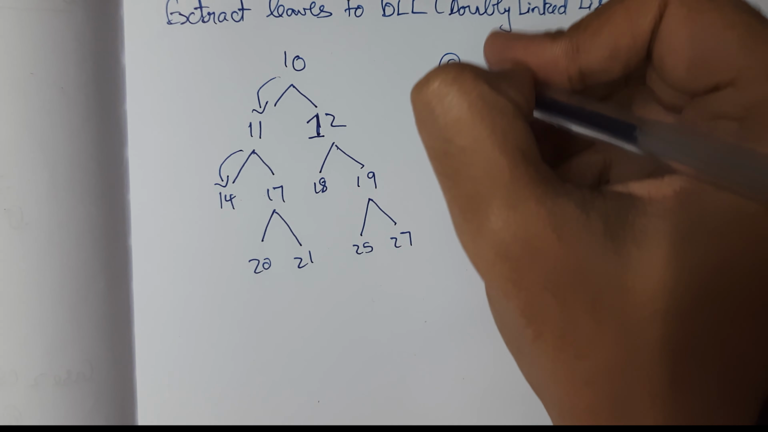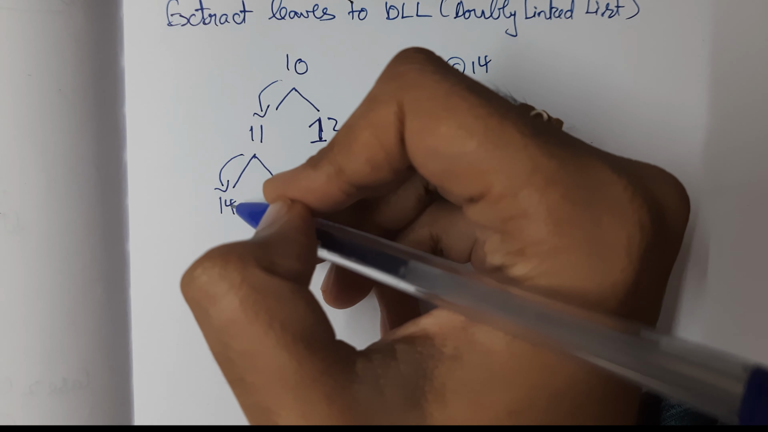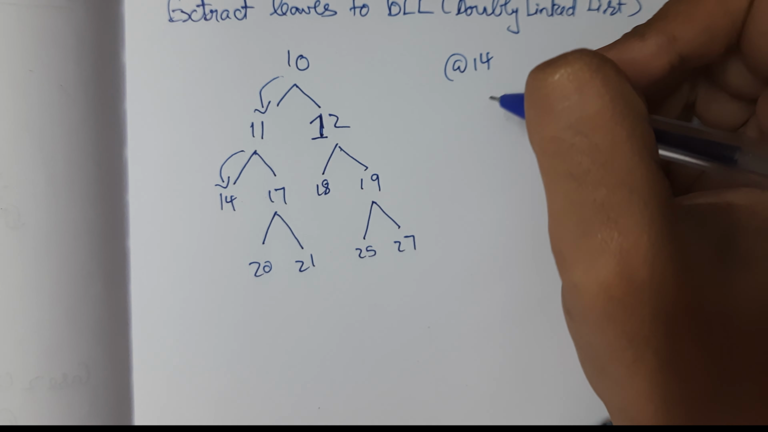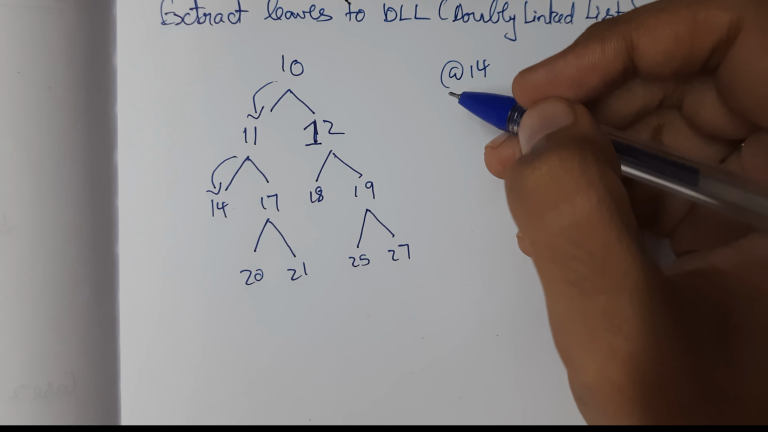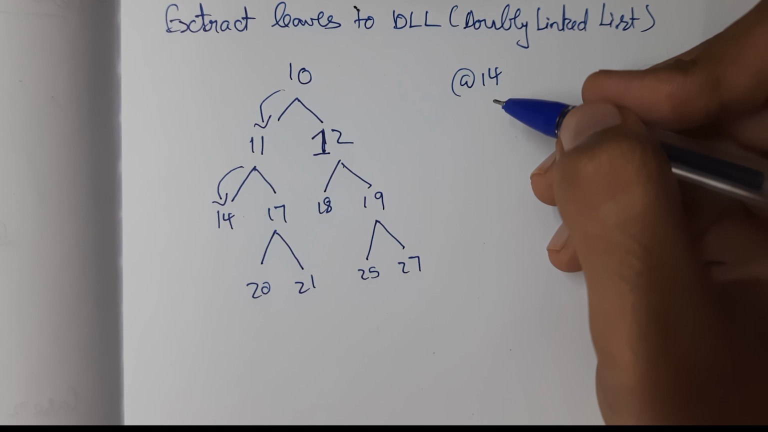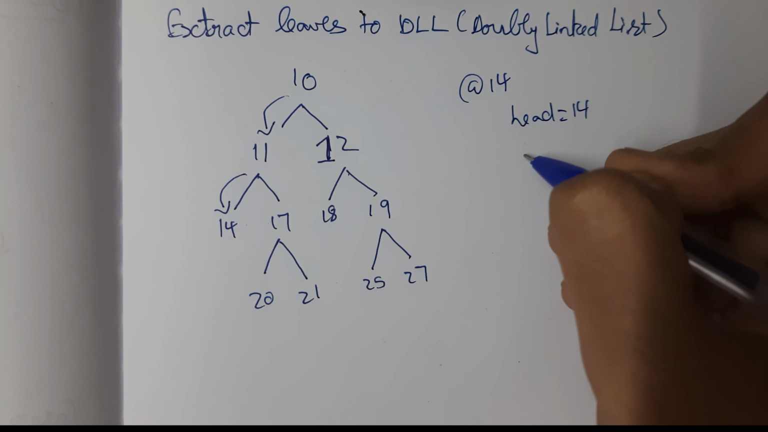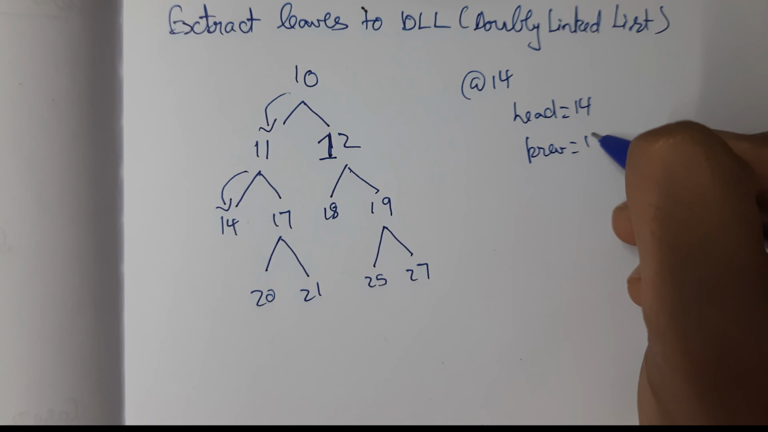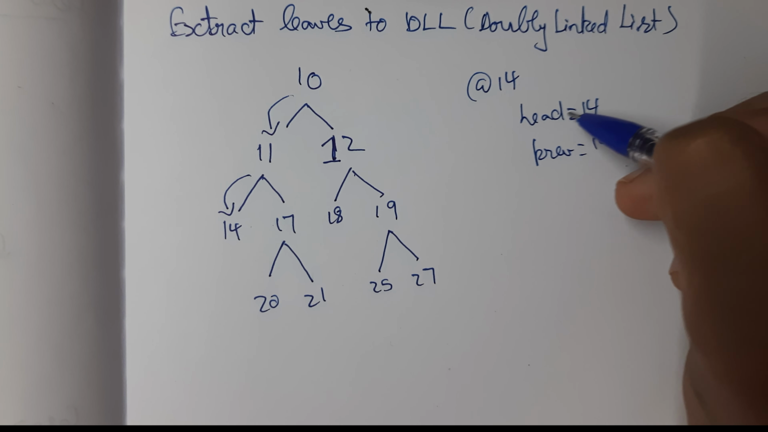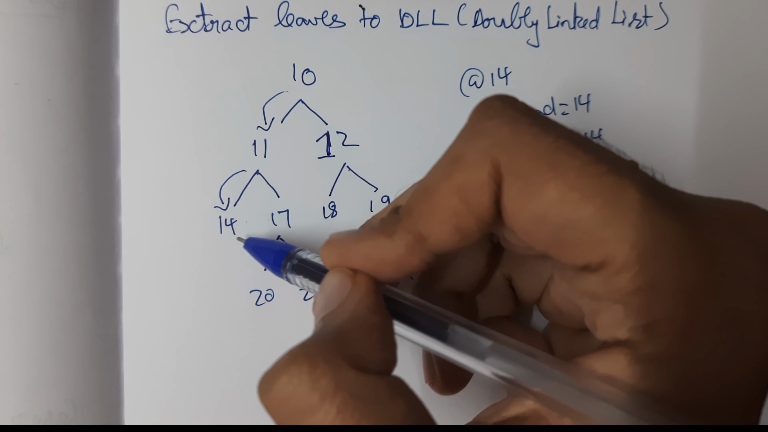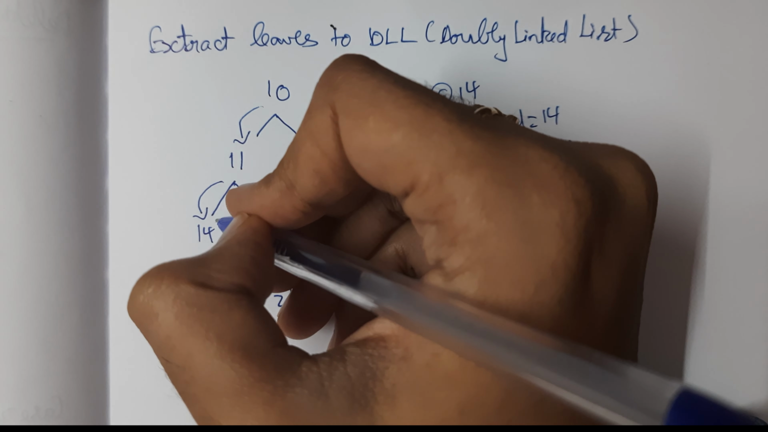At 14, the second if condition, which is root dot left equal to null and root dot right equal to null, is satisfied. So this node is a real leaf node, and within the if condition, the head is null, so this node will be considered as the head. So head is equal to 14 and prev is equal to 14. What the head basically tells is this node will be the first node of the doubly linked list that we are going to form, and we will be returning a null value back to 11.